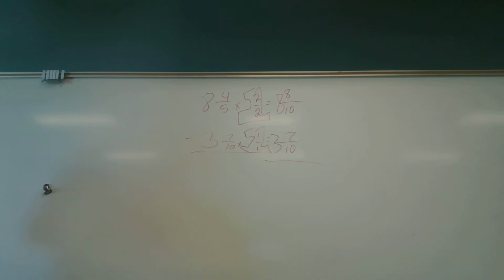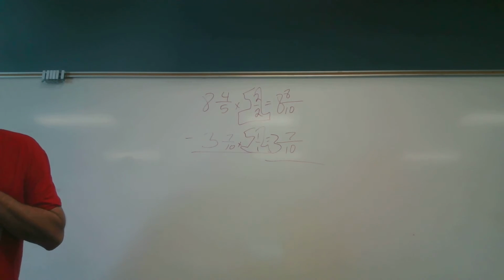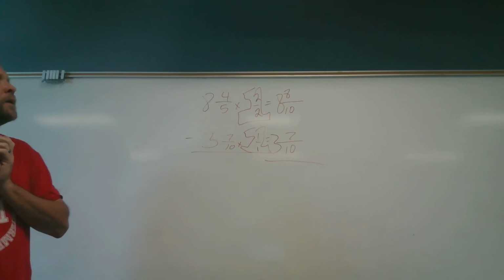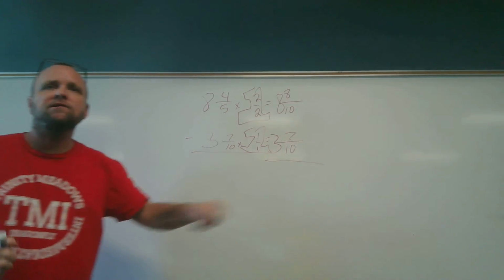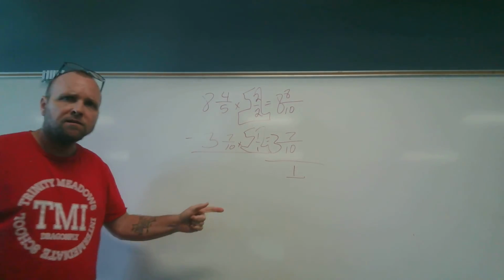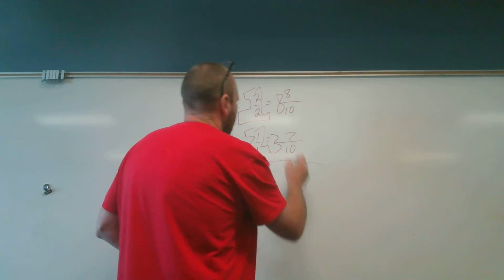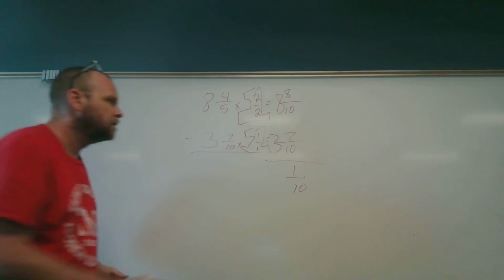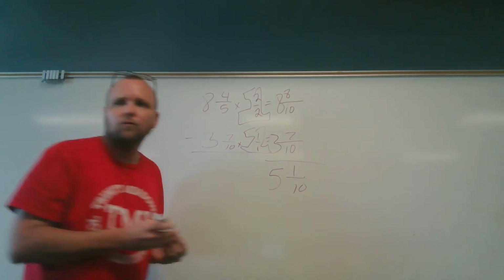Celise, tell me what to do next. Awesome. 8 minus 7 is what, Celise? 1. And my denominator is? 10. 8 minus 3 is? 5. So I have 5 and 1/10.